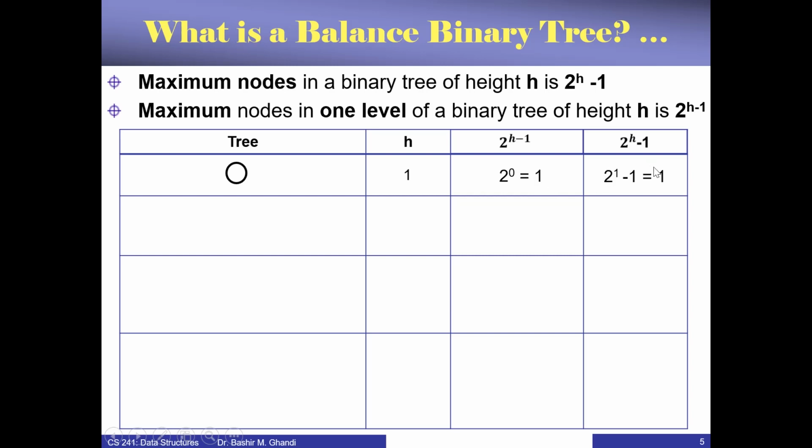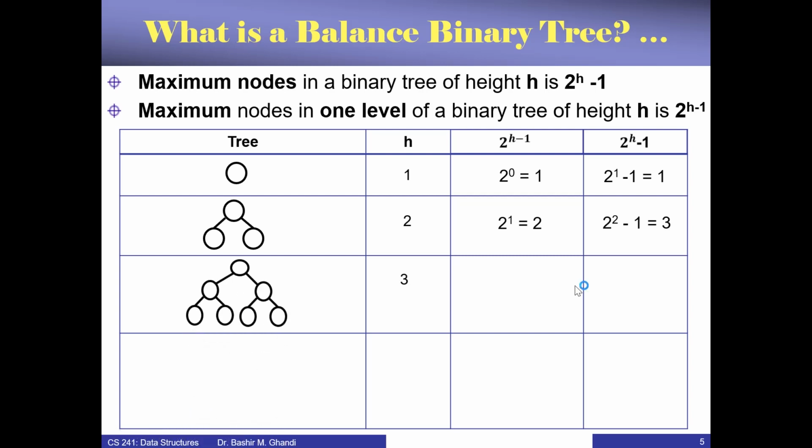Let's increase our height to 2. So this is our tree. Obviously, the last level has 2. So is our formula correct? 2 to the power 2 minus 1. Well, 2 minus 1 is 1, and 2 to the power 1 is 2. So the formula again is correct. What about the total number of nodes? It is 3. So 2 to the power 2, which is 4, minus 1, will definitely also give you the correct number, which is 3.